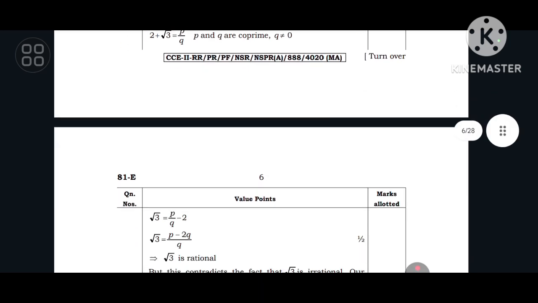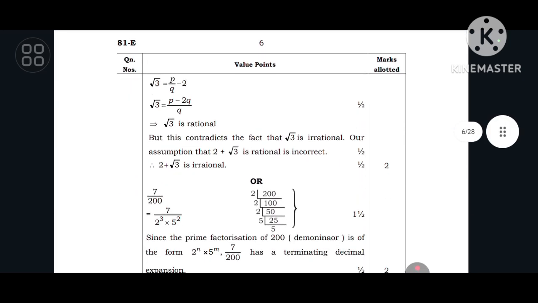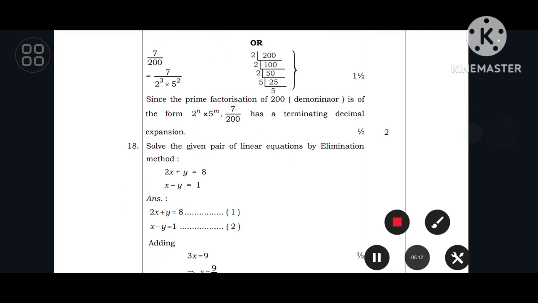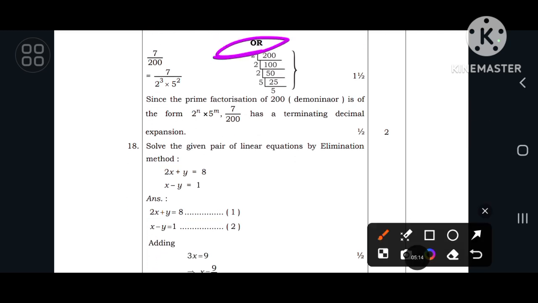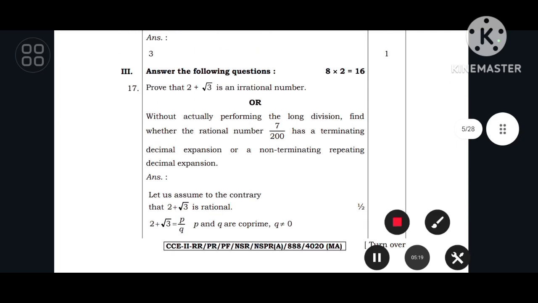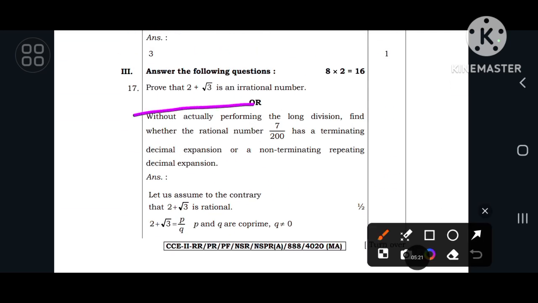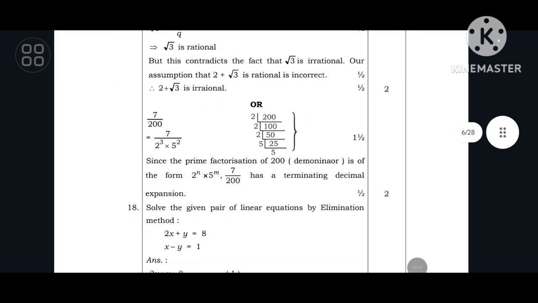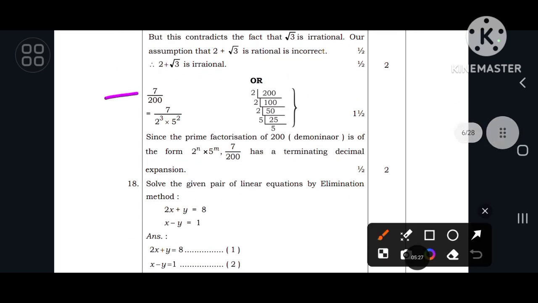As you can see how they have solved it. And for the OR question, they have solved it from here. They have solved this question from here. For this OR question, they have solved the answer from here.